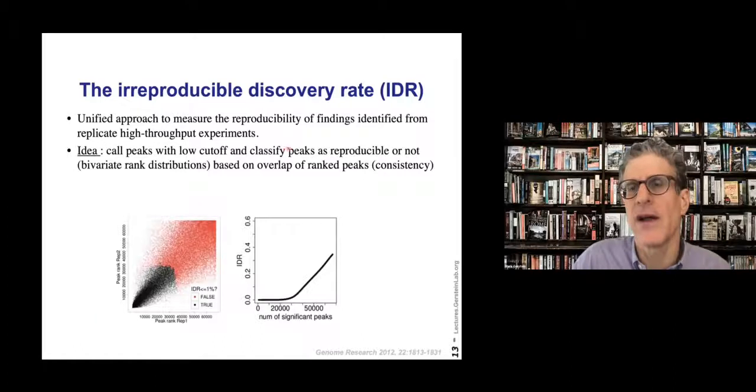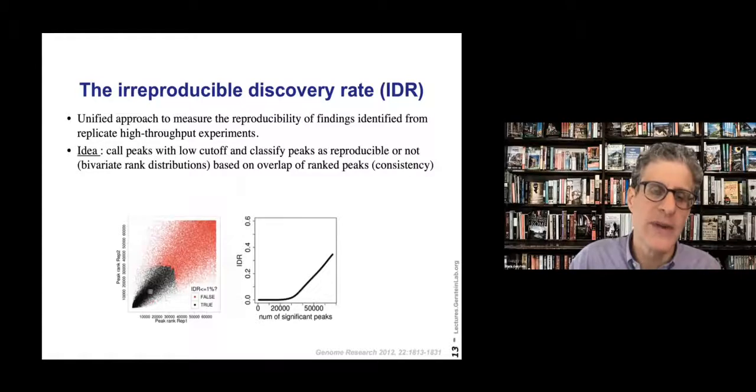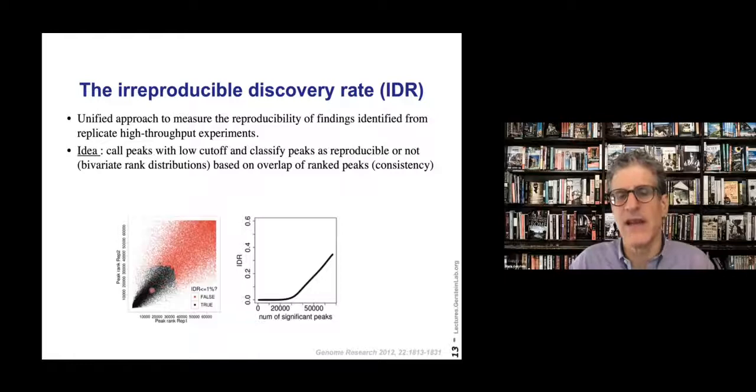And they've introduced this notion of irreproducible discovery rate, which is basically like as you go down the rank list of, say, peaks or features in a ChIP experiment, how reproducible they are. So if you rank all the peaks in terms of their strength, the top ranked ones, they agree, and obviously the bottom ranked ones, they probably don't agree because you're more into the noise. You can look at the fraction of things that aren't agreeing as you're going down that list.